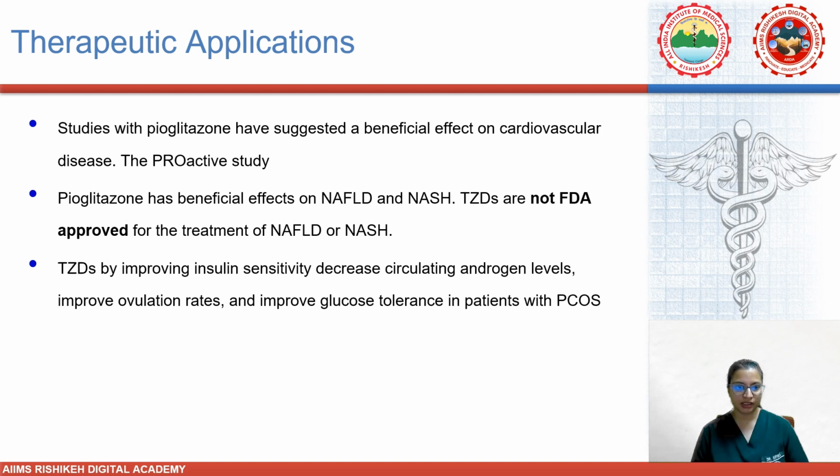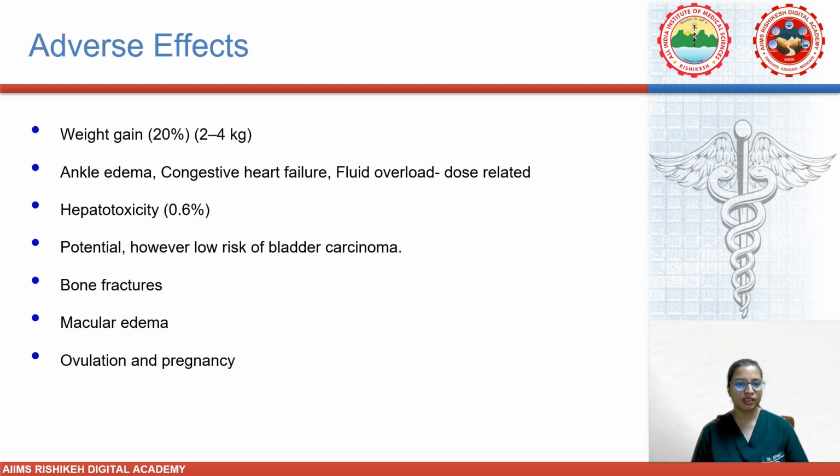By improving the insulin sensitivity and decreasing the circulating androgen levels, they improve the ovulation rates and improve glucose tolerance in patients with PCOD. What are the adverse effects of these drugs? They can lead to weight gain, ankle edema, congestive heart failure, fluid overload. These are dose related side effects. They can also lead to hepatotoxicity potential. However, there is low risk of bladder carcinoma, bone fractures, macular edema, ovulation, and pregnancy.